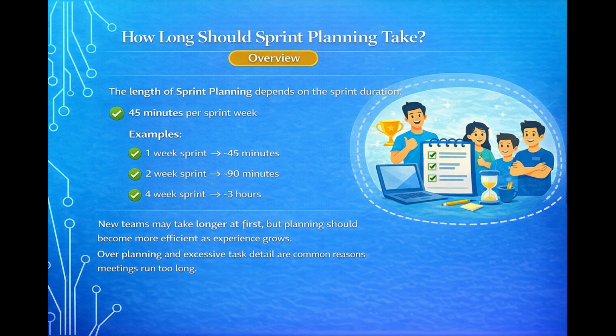How long should sprint planning take? The length of sprint planning depends on the sprint duration. A practical guideline is about 45 minutes per sprint week. A 1-week sprint takes around 45 minutes. A 2-week sprint takes about 90 minutes. And a 4-week sprint takes roughly 3 hours. New teams may take longer at first, but planning becomes more efficient as experience grows.